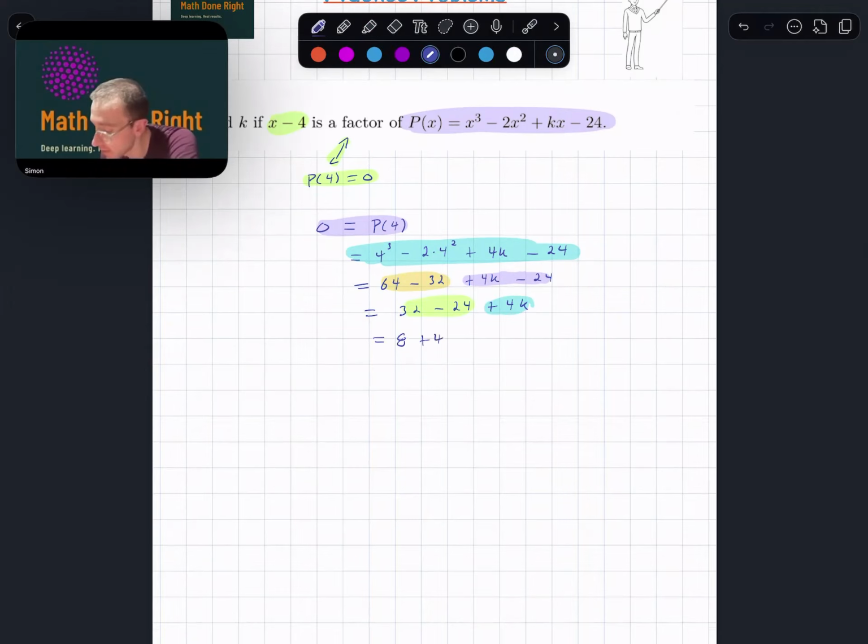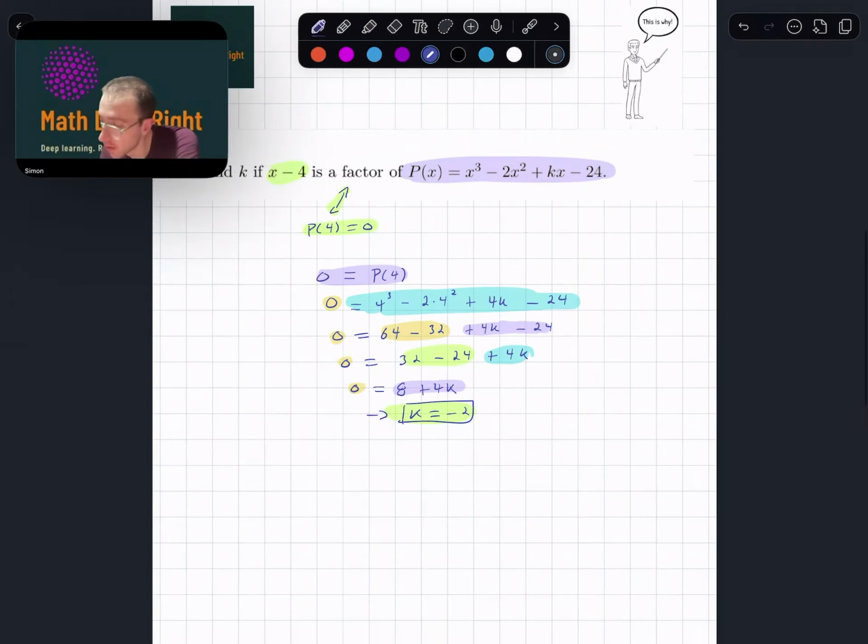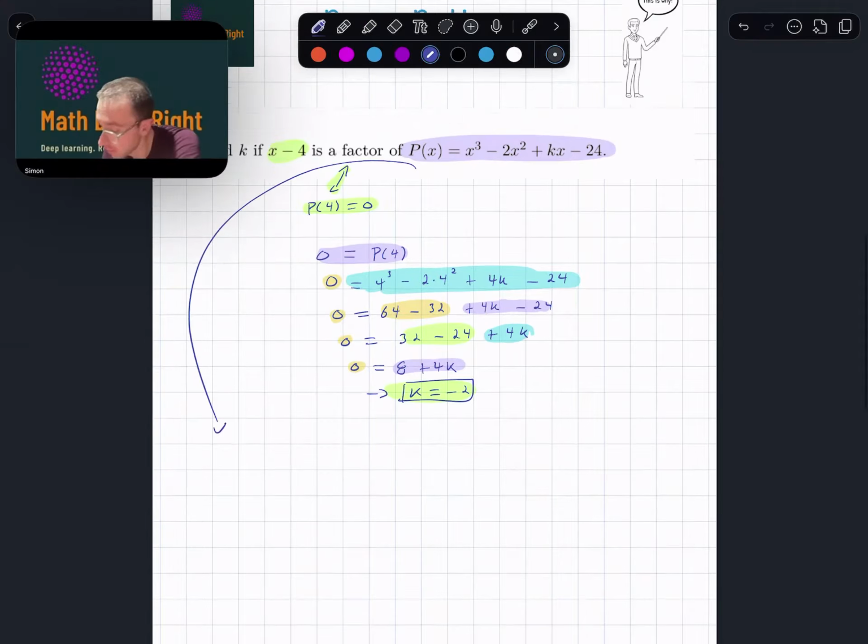So we get 8 plus 4k is supposed to be equal to 0 all along, right? This whole thing was supposed to be equal to 0 here. So if 0 is 8 plus 4k, then we get k is equal to negative 2. Right? Negative 2 times 4 is negative 8 plus 8 is equal to 0. So our polynomial, p of x, will be x cubed minus 2x squared minus 2x, right? This is what the k is equal to negative 2 coming in here, minus 2x, and then minus 24.